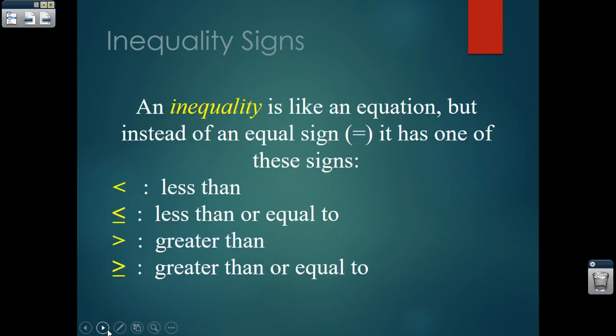All right, an inequality sign is like an equation, but instead of an equal sign, it has one of these signs. You've got less than. Notice we read from left to right. The small end is on the left, the opening is on the right. That's less than. Less than or equal to has the less than sign with the line under it. Greater than, if we read it from left to right, we have the open end on the left, small end on the right. And of course, greater than or equal to is the greater than symbol with the line under it.